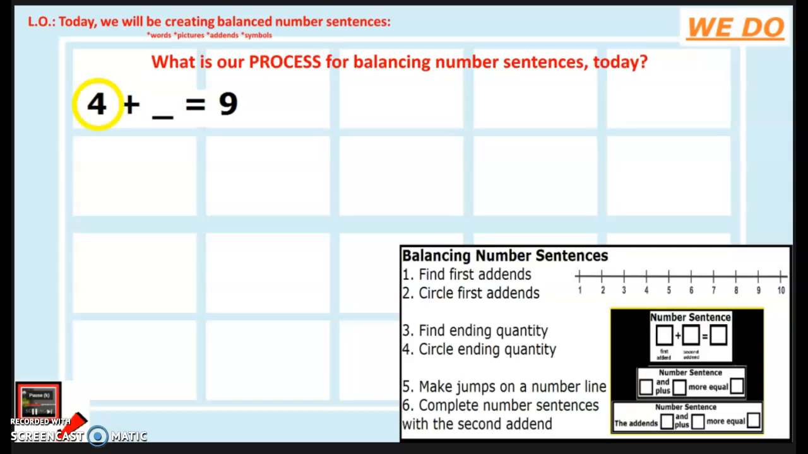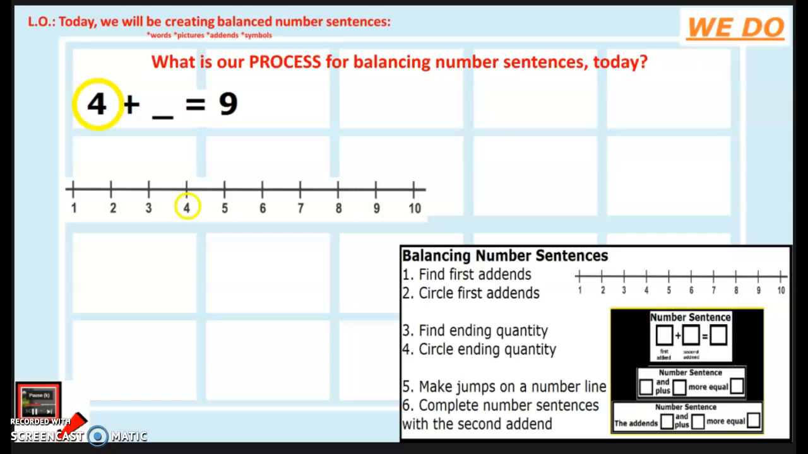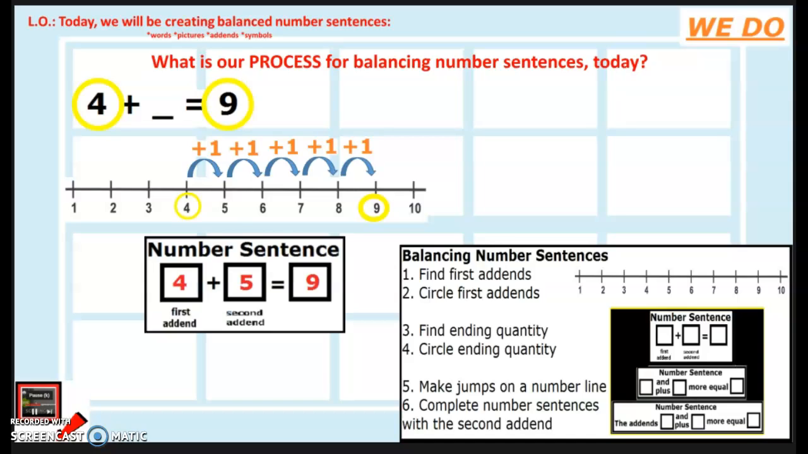Alright, so we're going to circle the 4. That's our first addend. And then we're going to circle 4 on the number line. We're going to circle 9 because that's our ending quantity on the number line as well. Then we're going to make those jumps. There's 1, 2, 3, 4, right there, 5. So 4 going to 9 is 5 jumps, plus 5.